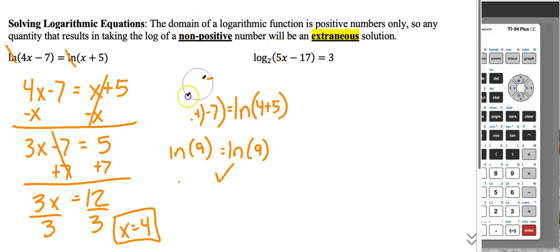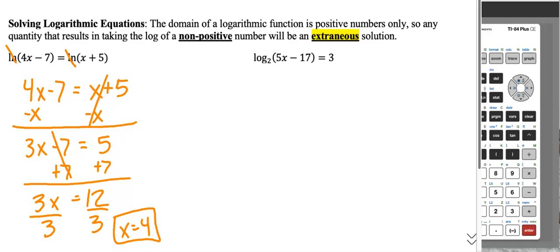I'm going to erase this check work. The next one looks different, so I cannot do the same steps that I did for my left problem. So this is a log. Ask yourself what would undo a log, which is an exponential. If I turn this problem into an exponential, I would have 2 to the third equals 5x minus 17. Turning your problem into an exponential will get rid of that log. So now I've got a normal algebraic equation. 2 to the third power, 2 times 2 times 2, is 8.